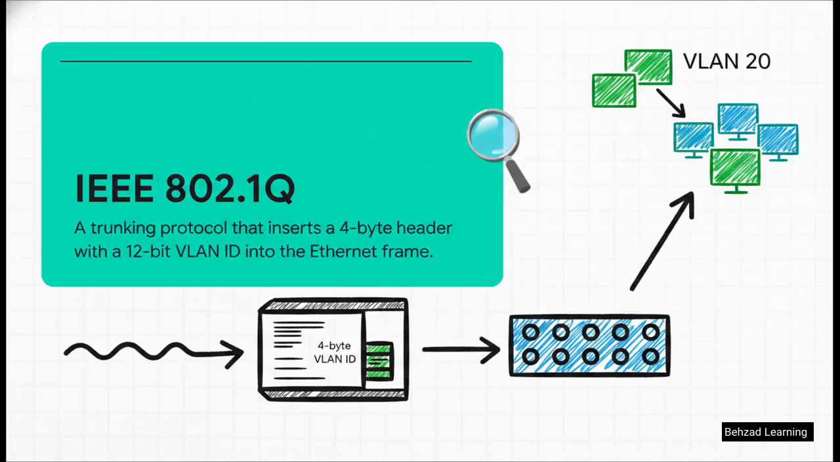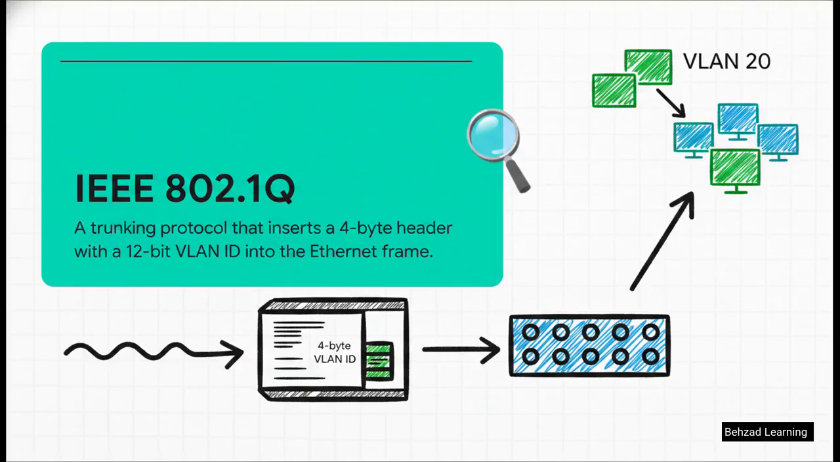Running everything over one wire introduces a pretty fascinating technical challenge. If traffic from 50 different departments is traveling across the exact same physical cable, how does the receiving switch know which data belongs to which soundproof room? Well, the answer lies in the IEEE 802.1q standard. Think of it as a digital shipping label.